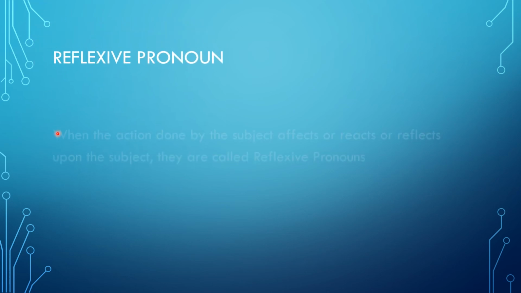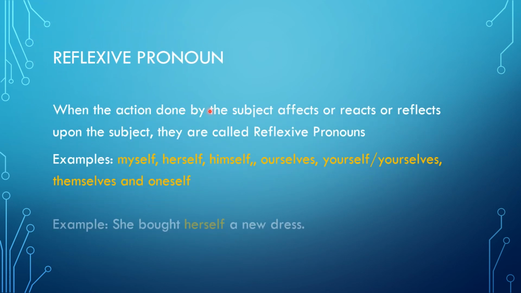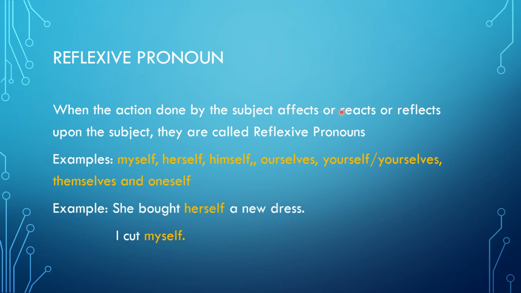Reflexive pronoun. When the action done by the subject affects or reacts or reflects upon the subject, they are called reflexive pronouns. Examples: myself, herself, himself, ourselves, yourself, yourselves, themselves, and oneself. Look at the example. She bought herself a new dress. I cut myself. So here herself and myself, they are reflexive pronouns.